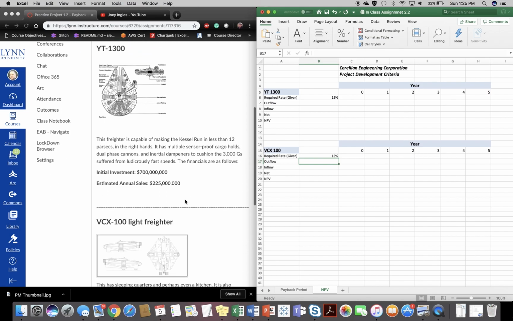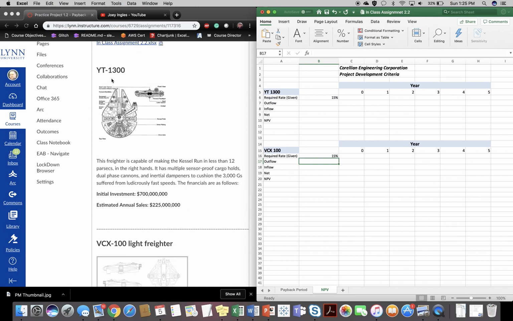Our initial outflow for the YT 1300 is going to be $700 million. So we're going to put that in as a negative number because we're spending the money, so that's outflow money today as a negative $700 million. And we get no money from it because we haven't started selling it today yet. We haven't developed the project yet. So the inflow for this project is going to be 0.